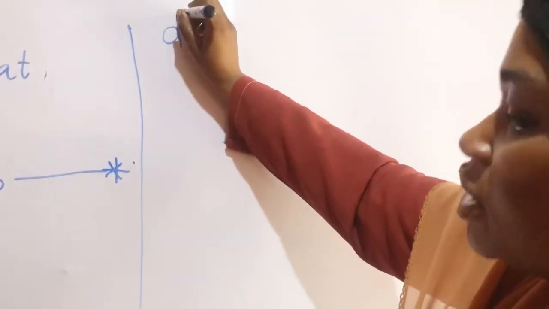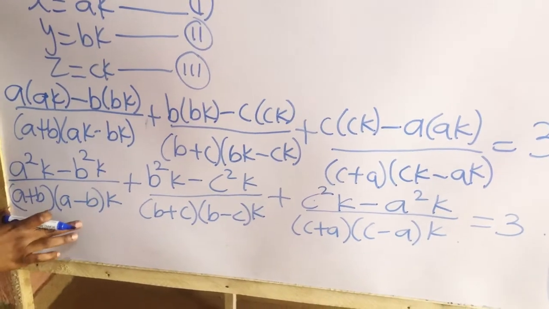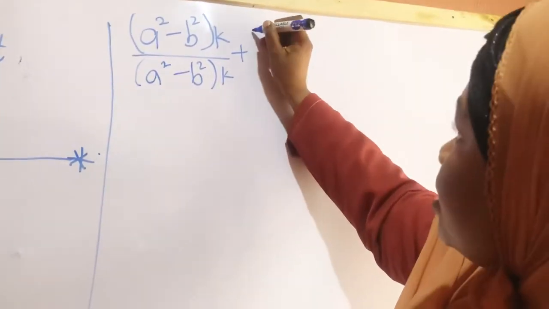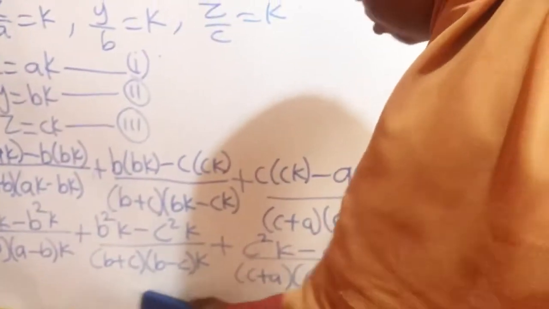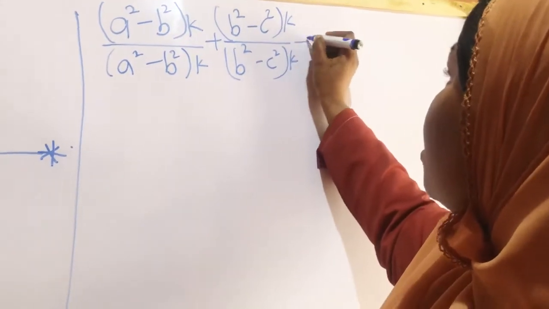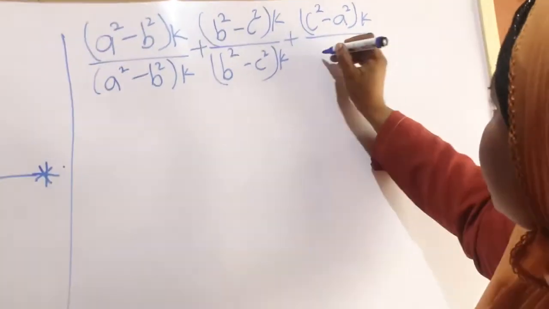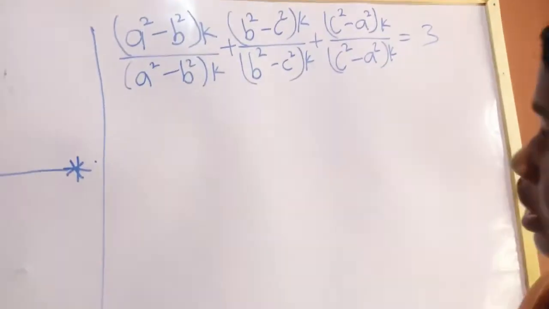So we have a squared minus b squared multiplied by k over. So from here we can see that a plus b multiplied by a minus b will give us a difference of two squares. So if we expand it, it's going to give us a squared minus b squared, then multiplied by k, plus b squared minus c squared multiplied by k over, if you expand the numerator here, b squared minus c squared, then multiply by k, plus here c squared minus a squared multiplied by k over c squared minus a squared multiplied by k is equal to 3. So here we can see that numerator and denominator are the same.